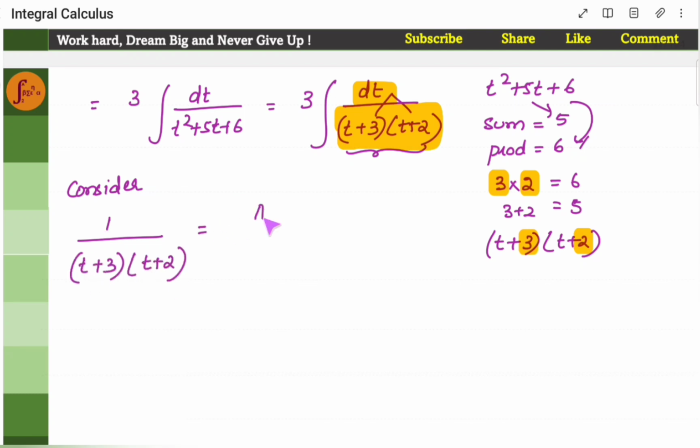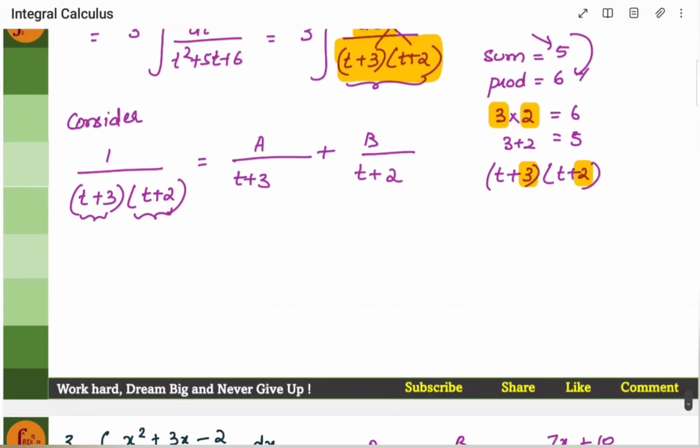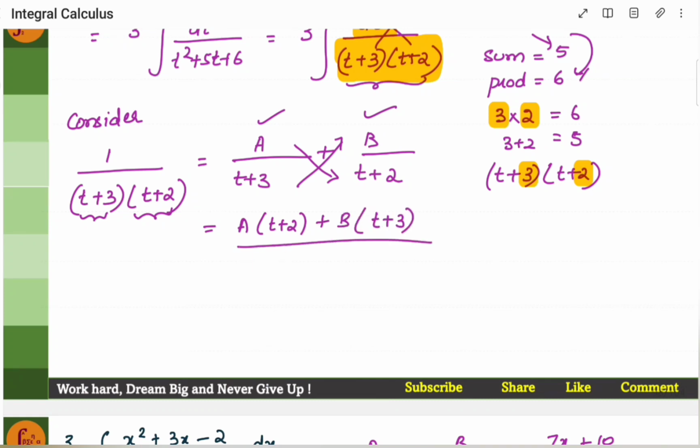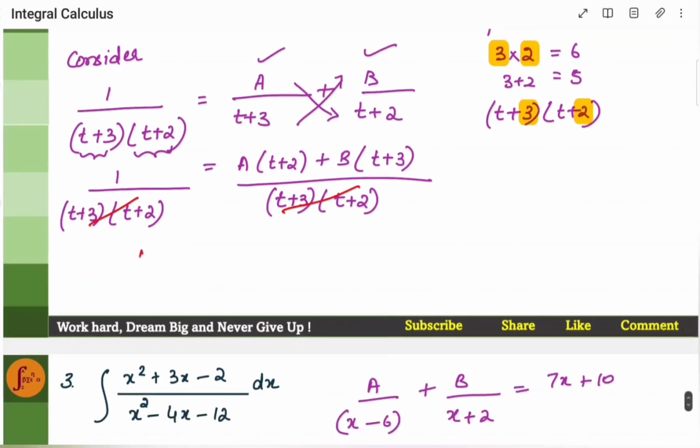Now you can write this as a by, take the first term, t plus 3, plus b by, take the second term, t plus 2. Now let's find the values of a and b. I can use LCM or cross multiply. So a into t plus 2, cross multiplying, plus b into t plus 3. Then I multiply the denominators. Now I'll cancel both of these and I'll be left with this equation. So I'll get 1 is equal to a into t plus 2 plus b into t plus 3.